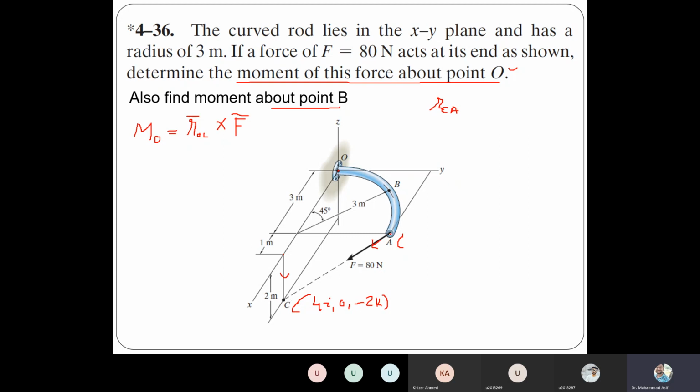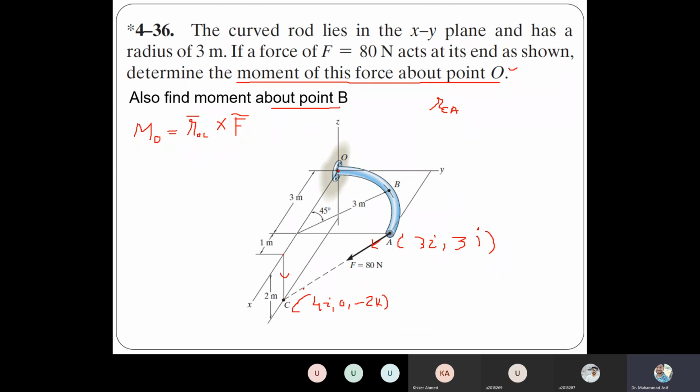Similarly, what will be the coordinates of A? That's very simple, I think. What are the coordinates of A? 3i plus 3j. Yes, 3i plus 3j. That's true, right? So these will be the coordinates of A.